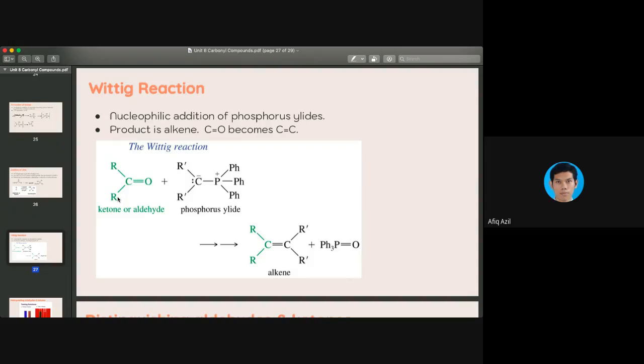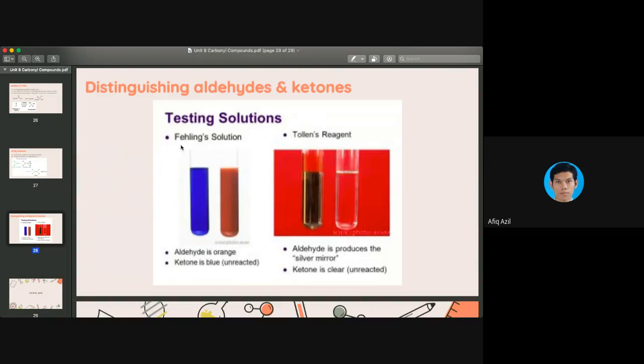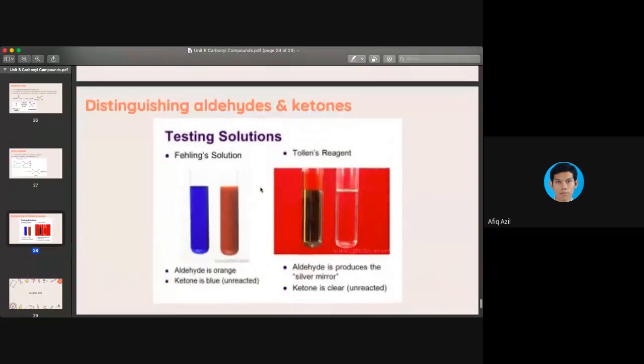Alkene can be converted to become ketone or aldehyde through ozonolysis, and aldehyde and ketone can also be converted back into alkene by the use of this phosphorus ylide. This is just the general reaction pathway.